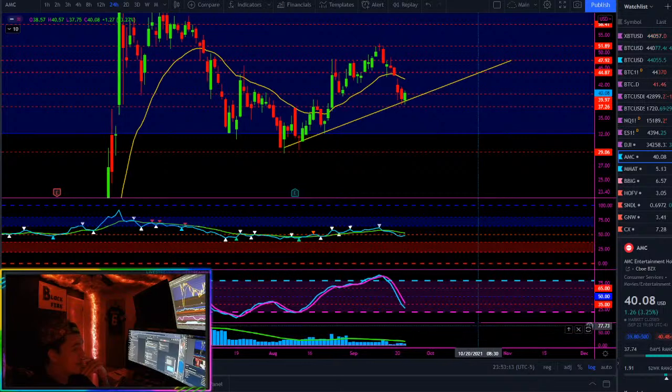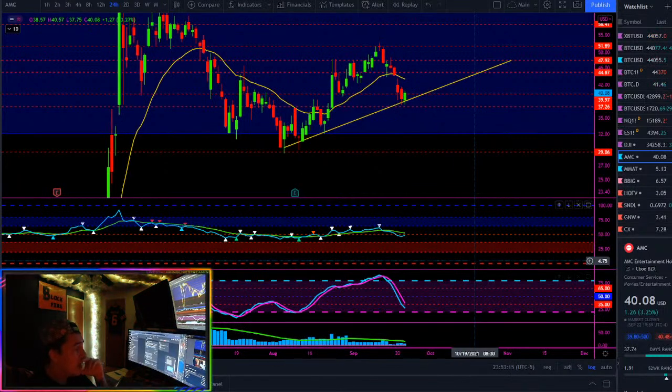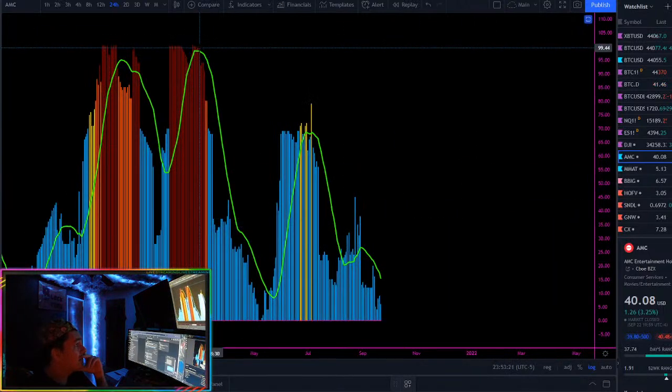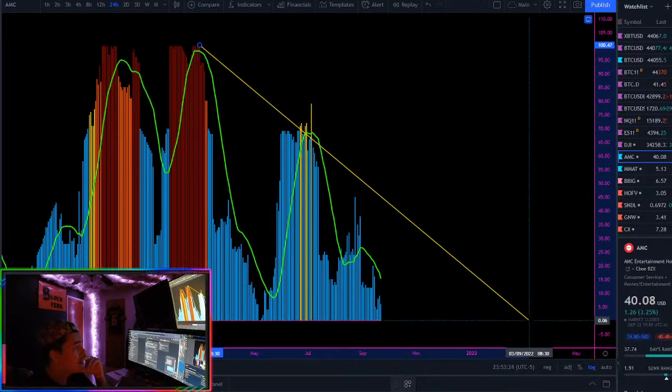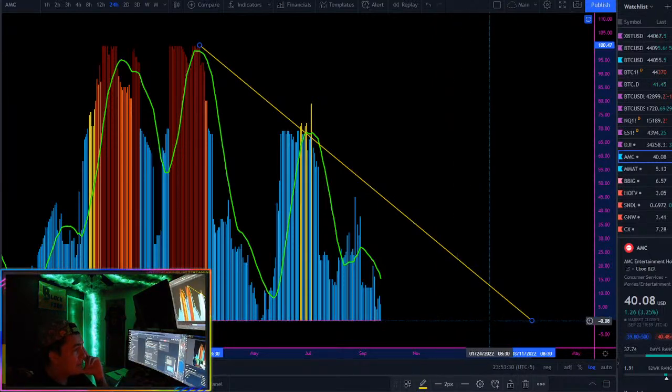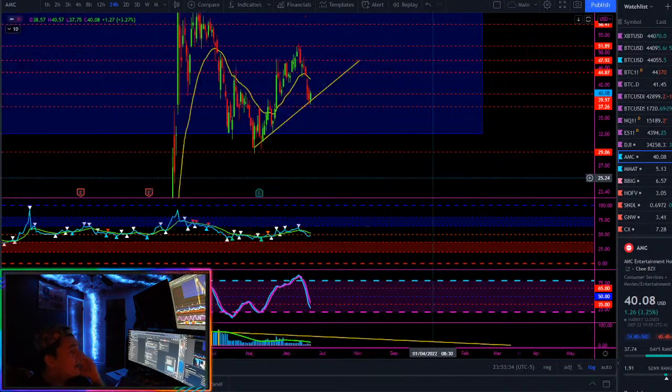The historical volatility percentile is absolutely crushed, so I do believe a big move in conjunction with price action here is likely to appear. Let's see potentially when. It's way out here. We have plenty of time before any kind of big move comes out of AMC here. So we'll go back and look at price action.